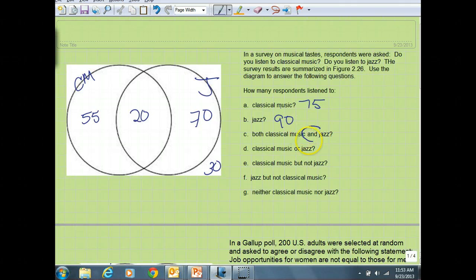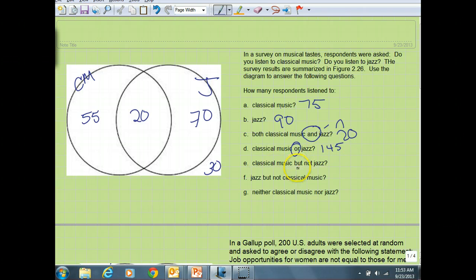Okay, now here's the key word on this one. We're looking at the word and. And always means what? Is it a union or intersect? And. It's an intersect. Okay? So this is going to be the 20. Here's the or, and that means the union. So yeah, you're going to add up 55 plus 20 plus 70, and that's 145.